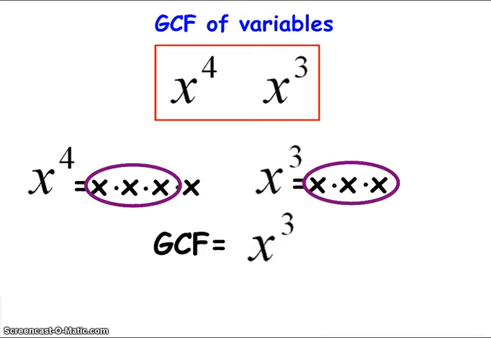All right, so what's really important here is how do we find the GCF of variables? So what we have is x to the 4th and x to the 3rd. We know that x to the 4th is x times x times x times x. We know x to the 3rd is x times x times x. So again, we circle what is shared by both, so the GCF is 3 x's or x to the 3rd power.